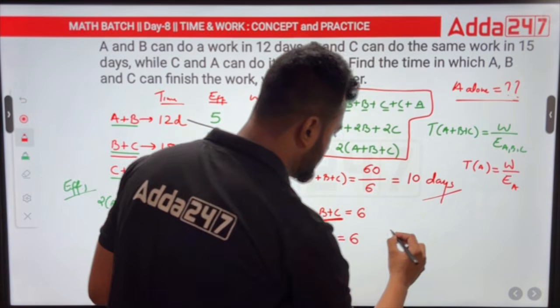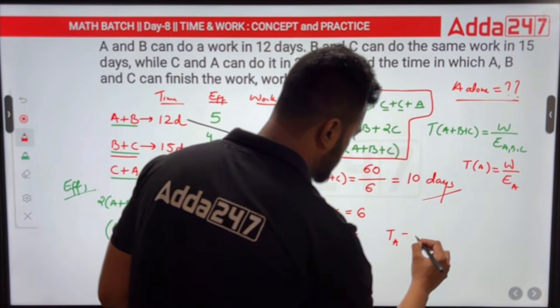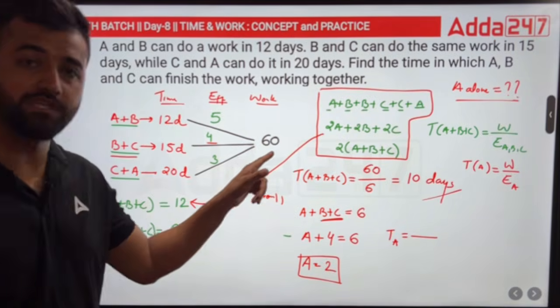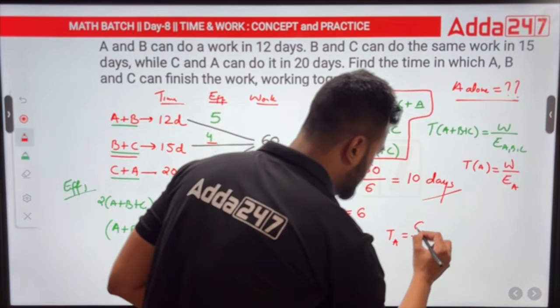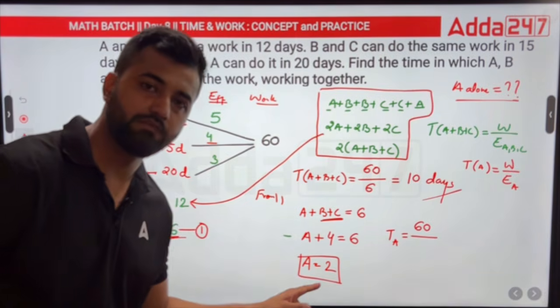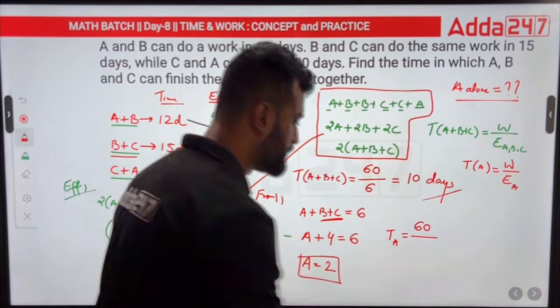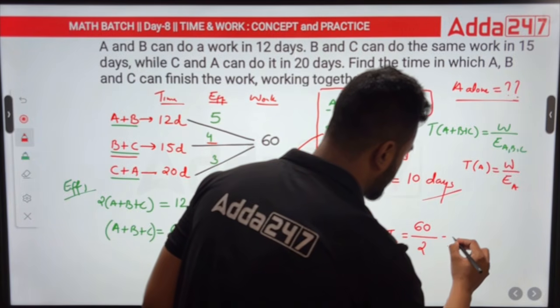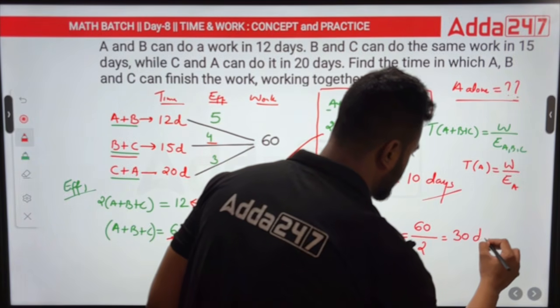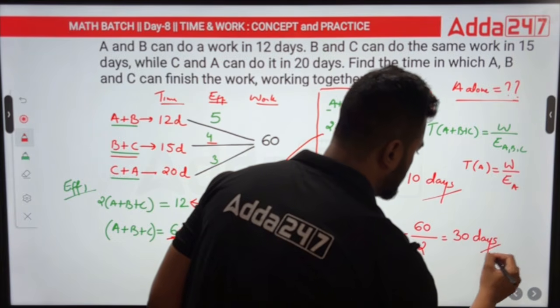So time taken by A alone will be what? You would say total work is how much? So total work is 60. This work is done by whom? This work is done by A with efficiency of 2. So 60 divided by 2. That means A is going to take how many days? 30 days.